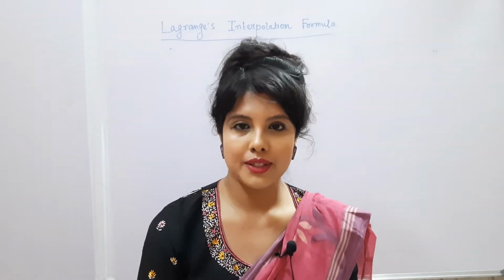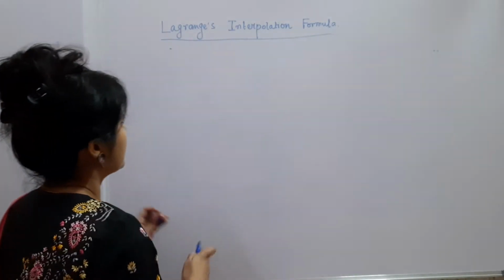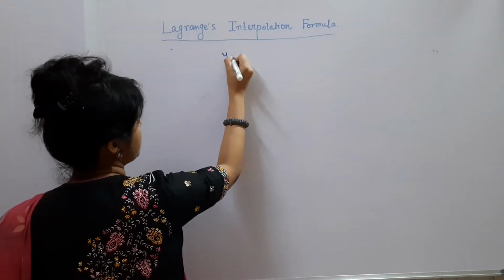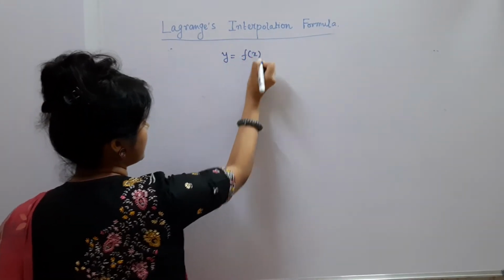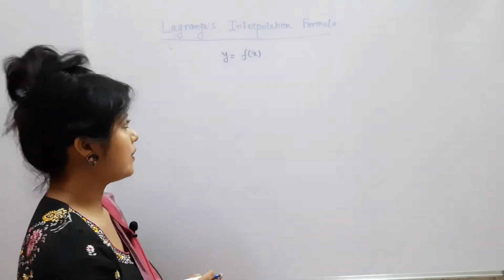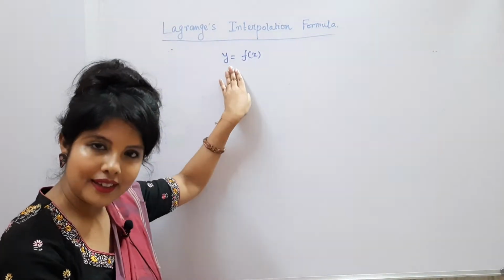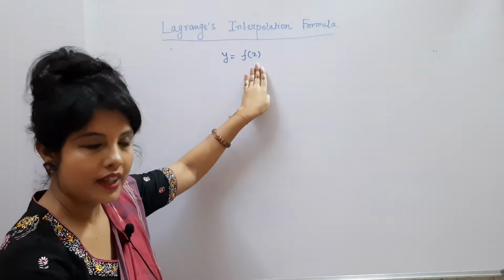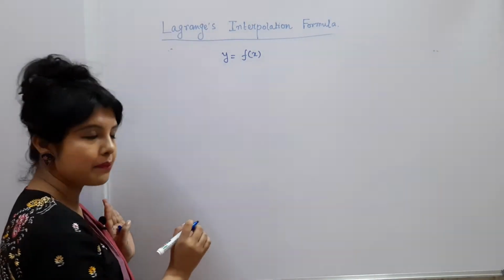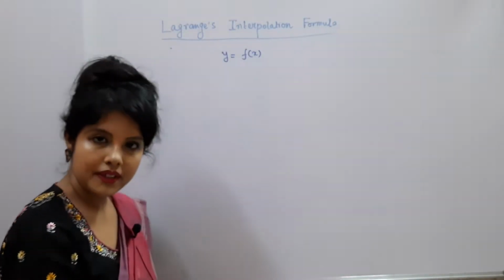Today I am going to explain Lagrange's interpolation formula. So what is Lagrange's interpolation formula? Now we consider the function y is equal to f of x. Clearly y is dependent on x, so x is the independent variable and y is the dependent variable.